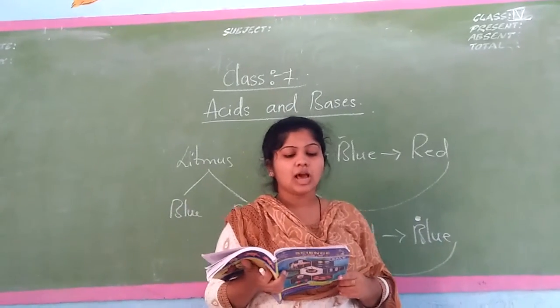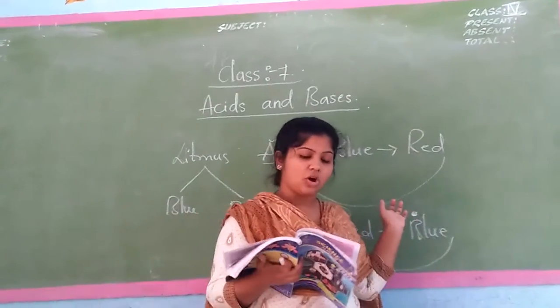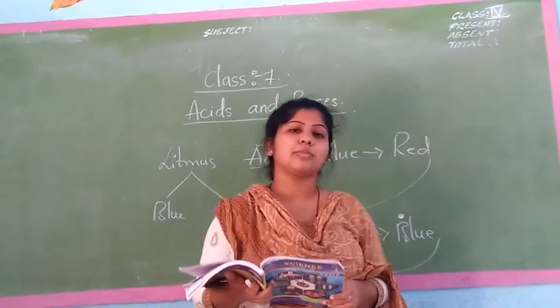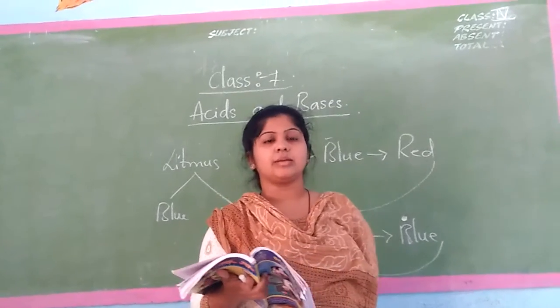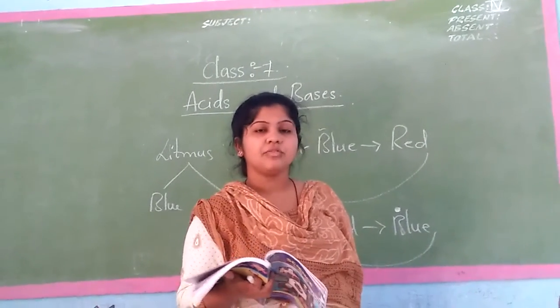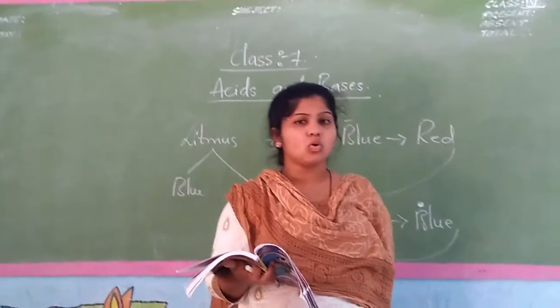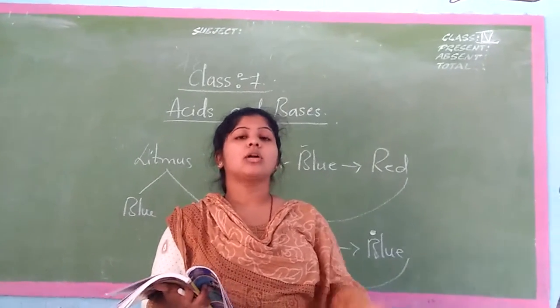Okay, these are all called indicators. They tell us whether a substance is acidic or basic. They are used extensively in studying the substances and their properties. For example, if you take lemon, if it changes blue to red, we can say that it is an acid. What can you say from that? Acid is sour in taste, because lemon is also sour in taste. And what are we doing?